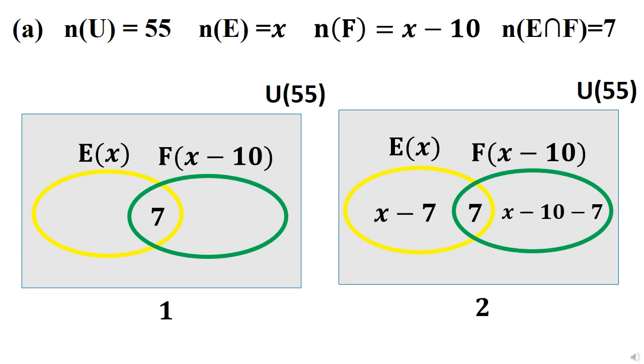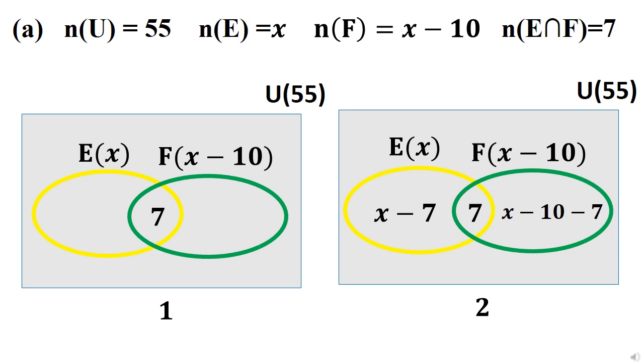To get the other portion for French, which is within the circle for French, which is in green, we also subtract the intersection number, which is 7, from the expression for French, which is x minus 10, to get the portion within that French circle, which is in green. So deducting the 7 from the expression x minus 10, we have x minus 10 minus 7.